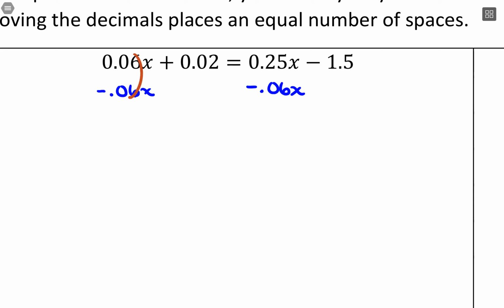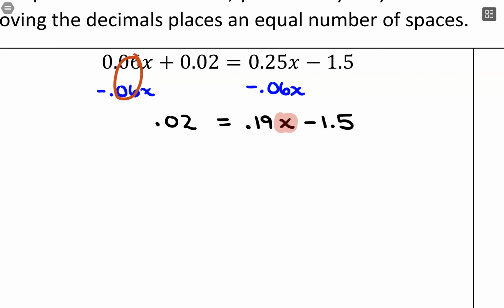So on the left-hand side, that'll turn into 0, but I'll still have that 0.02 left over, equals 0.25 minus 0.06, and this is where you can use a calculator to help out. So if we type in 0.25 minus 0.06, that's going to be 0.19, and then we have x still attached there, and then we have a minus 1.5.